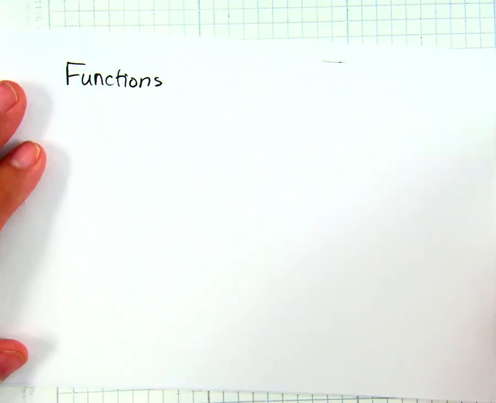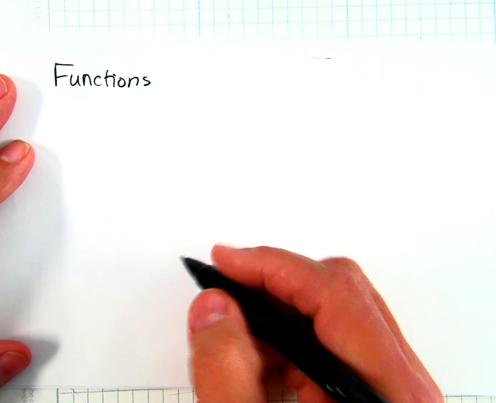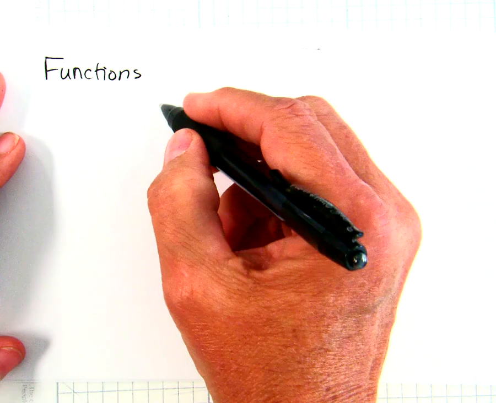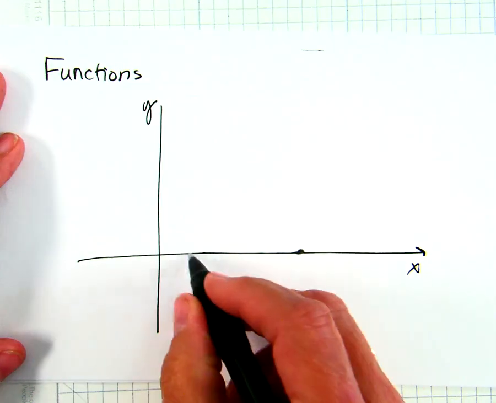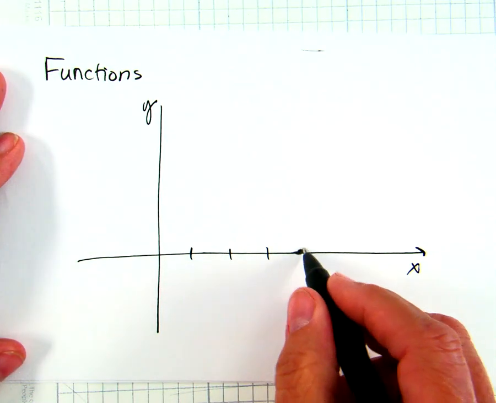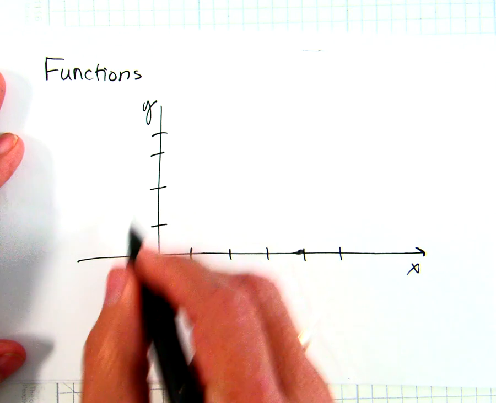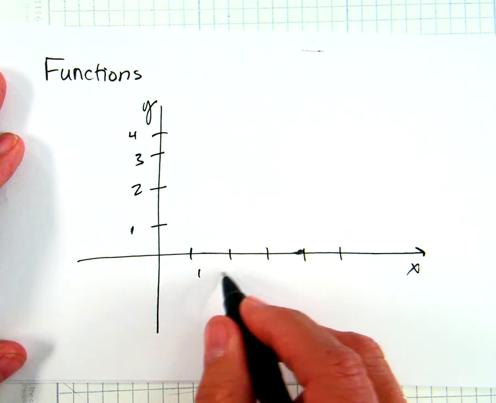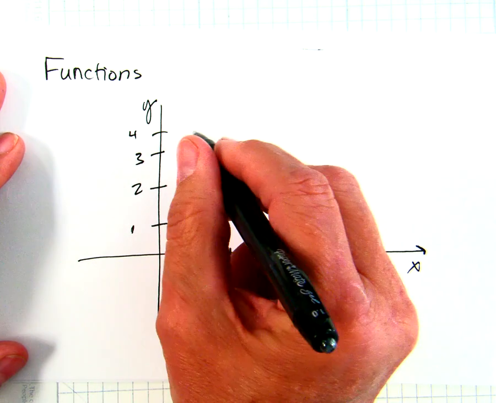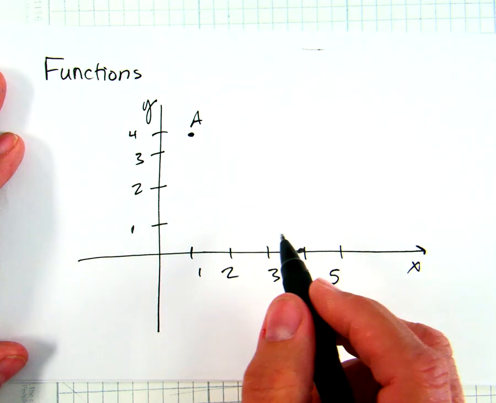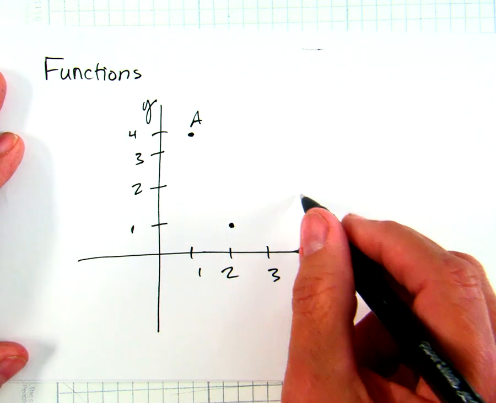Okay, so now let's go to what it looks like on a graph. It's really easy when you have a graph to see if it's a function. So let's do some here. Here's a little simple graph. I'll mark out some units, and I'll just put some dots in. So I'll call this one A, I'll call this one B, and I'll call this one C.